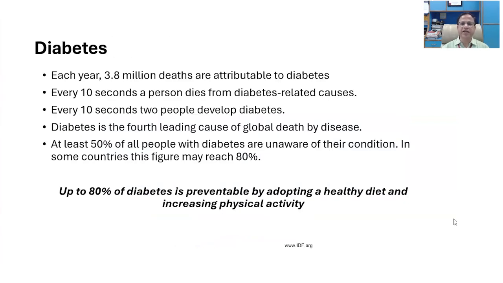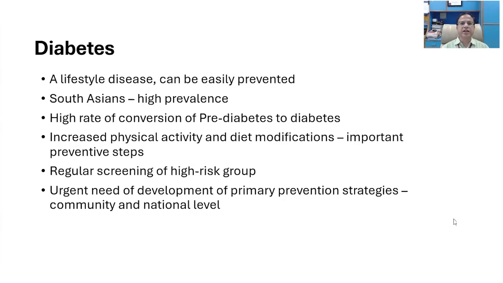So every 10 seconds a person dies from diabetes, and every 10 seconds two people develop diabetes. And still 80% of the cases of diabetes can be prevented by adopting a healthy diet and increasing physical activity. So 80% of the cases of type 2 diabetes can be easily prevented if we adopt a healthy lifestyle.